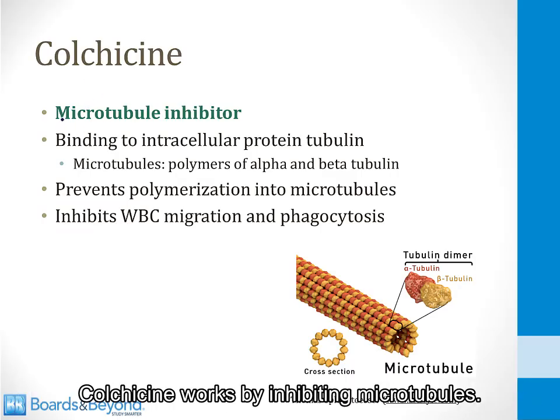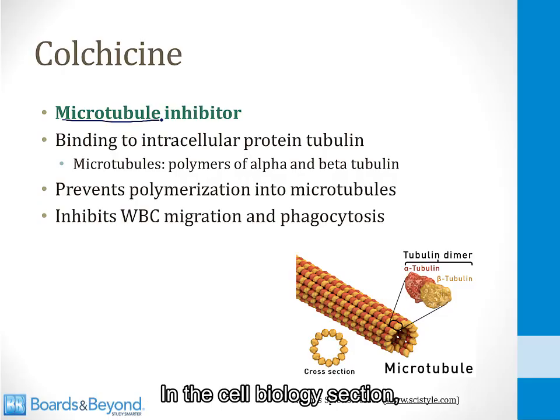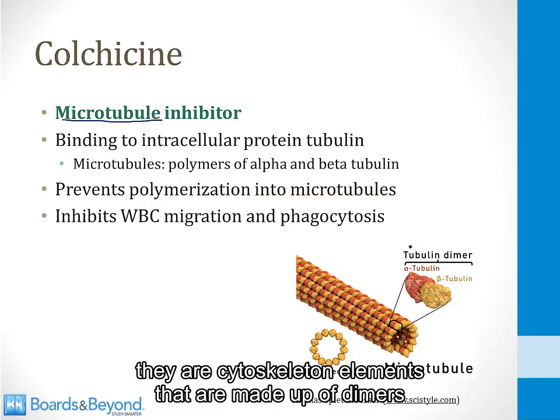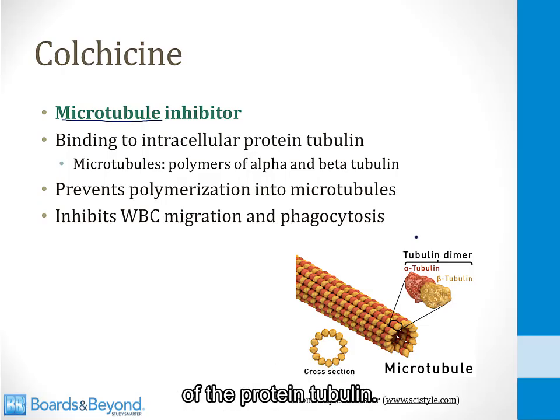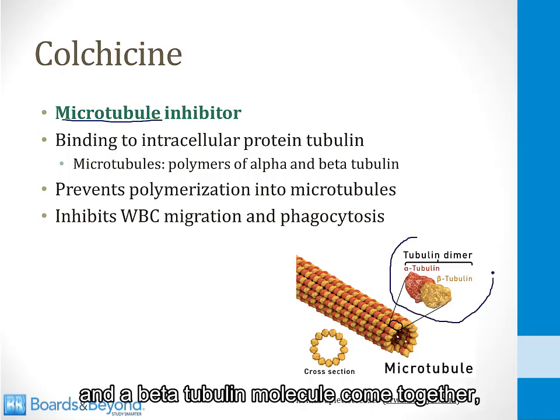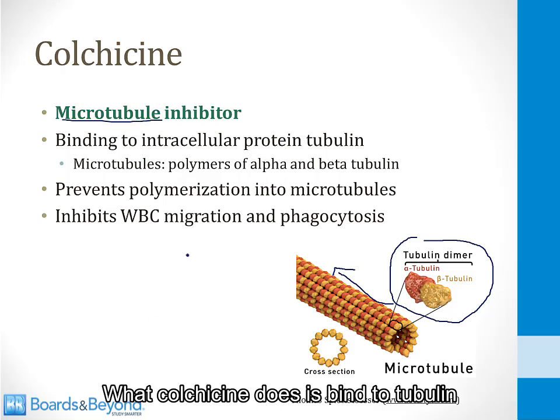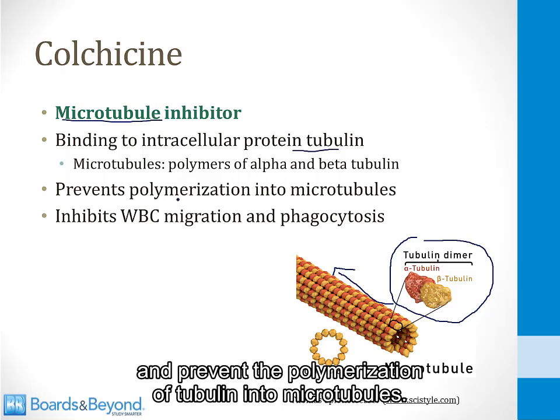Colchicine is a drug that can be used to treat acute gout. Colchicine works by inhibiting microtubules. In the cell biology section in the video on the cytoskeleton, I talk about microtubules in general. They are cytoskeleton elements that are made up of dimers of the protein tubulin. An alpha-tubulin molecule and a beta-tubulin molecule come together, and then a series of these dimers form microtubules.